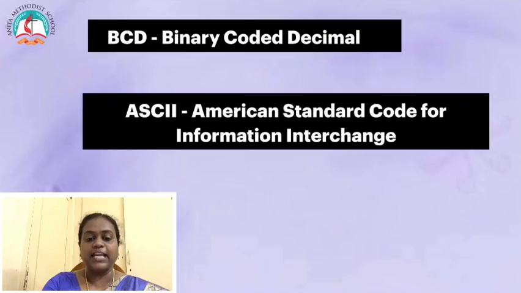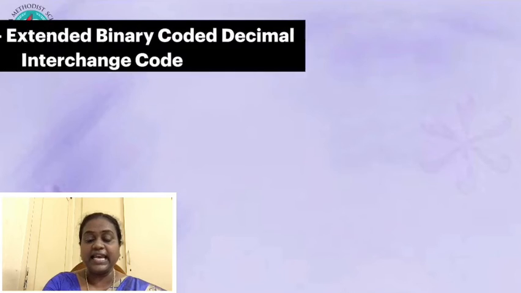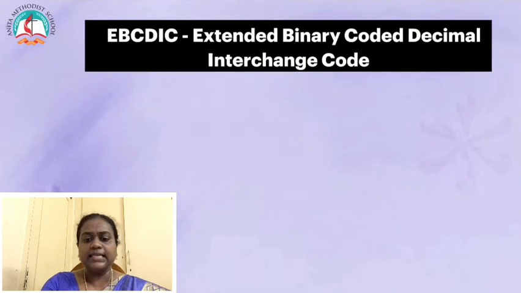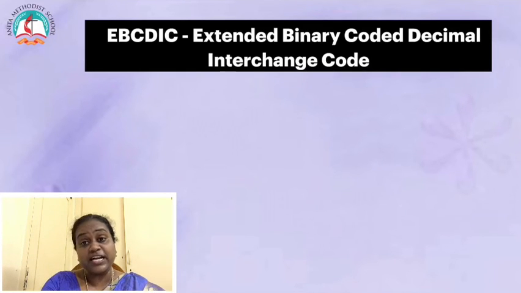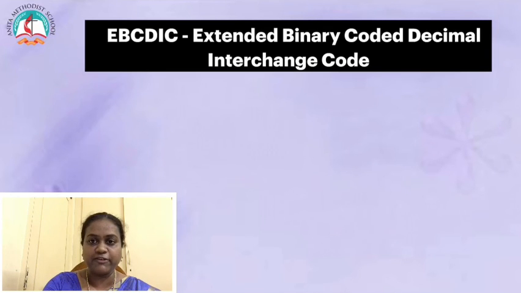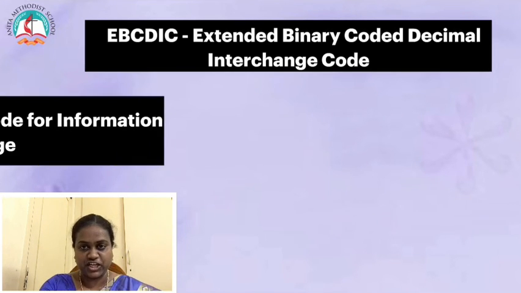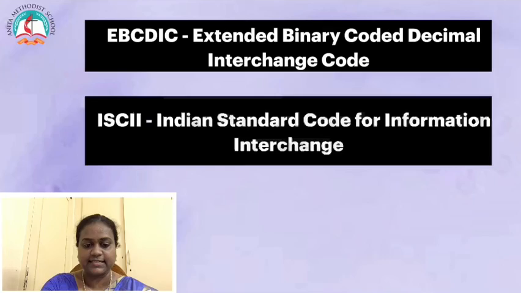The third encoding system is Extended Binary Coded Decimal Interchange Code. Okay, this is similar to the ASCII code. It also handles 256 characters, that is 2 to the power of 8 bits. Then comes the Indian Standard Code for Information Interchange. Okay, this also handles 256 characters.